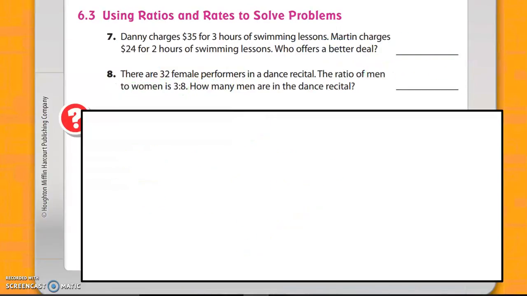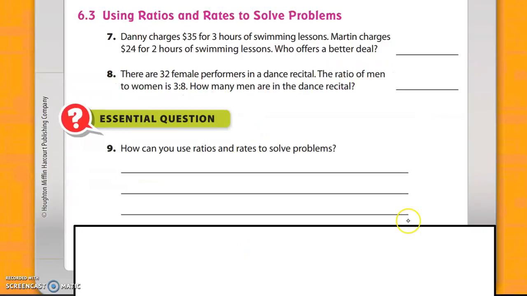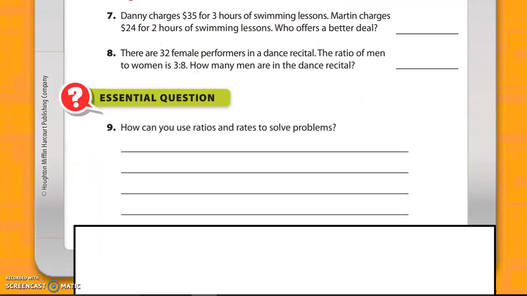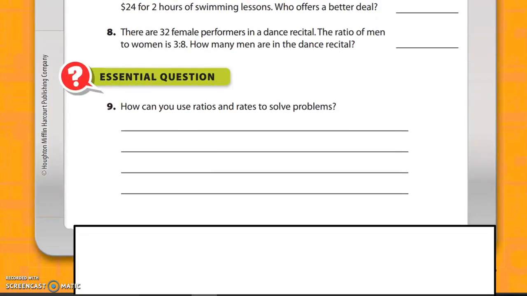So let's go check out number 12. I'm sorry, it's number 9. I keep calling things number 12 for some reason. It's crazy. Let's go check out number 9. And it says, how can you use ratios and rates to solve problems? And really, I think what we can do here is we could write that answers vary.